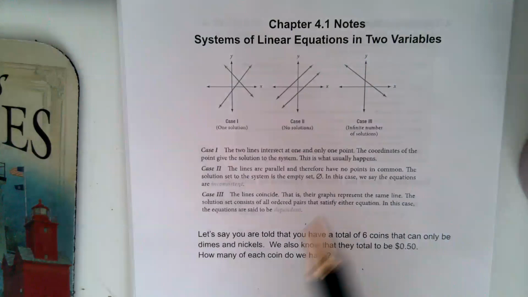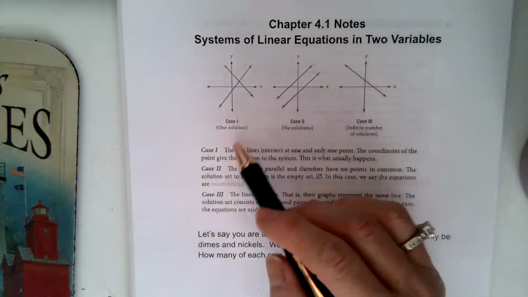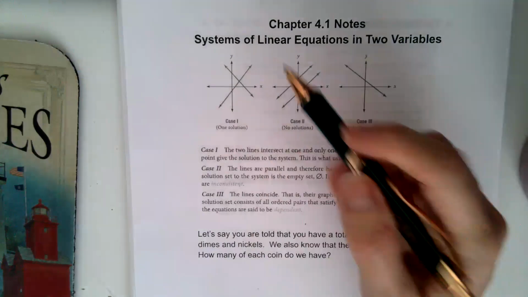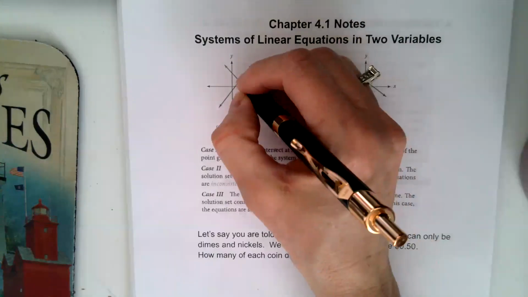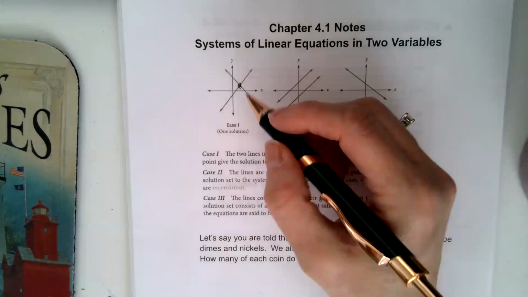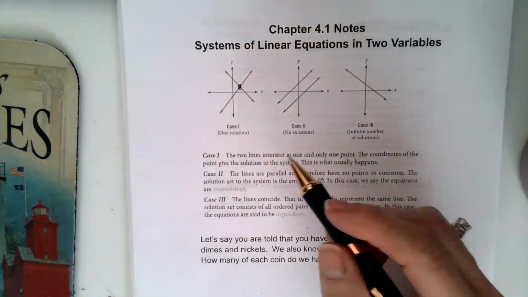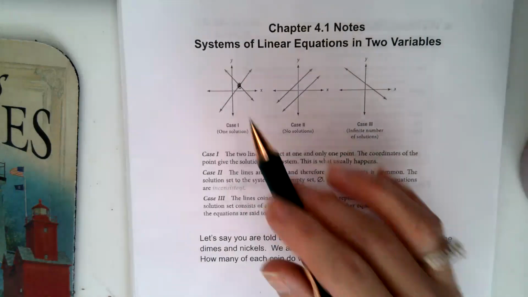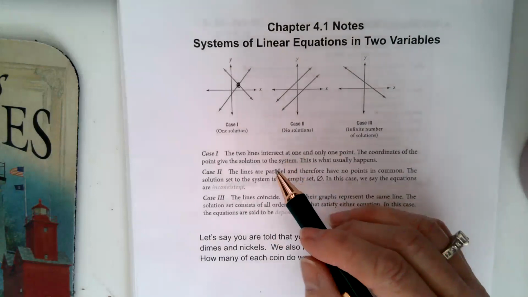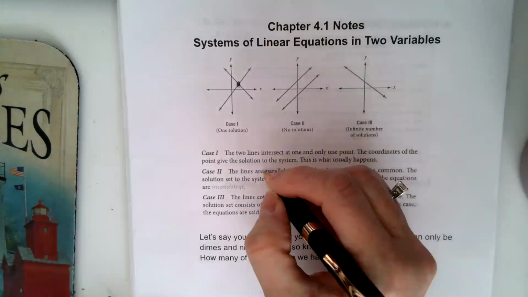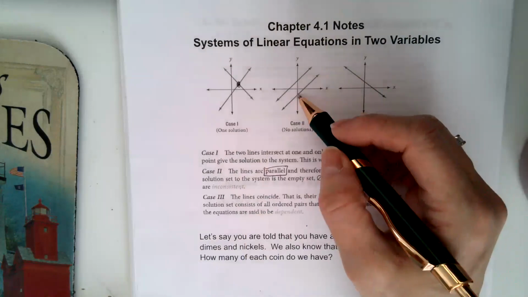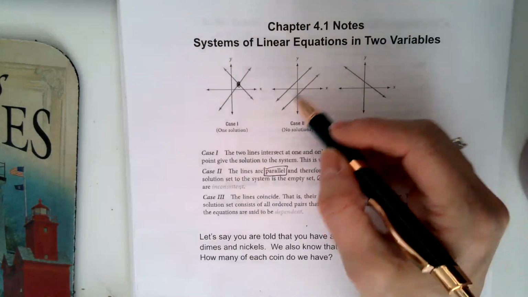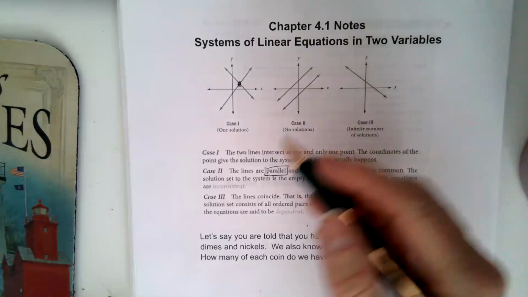So we have three possibilities. Case one is where the two linear equations intersect at a single point, and then they go on their merry ways. This is what usually happens. Case two is where the two lines are parallel. They have different y-intercepts, but they grow or decline at the same rate.